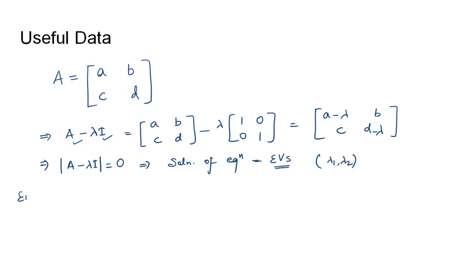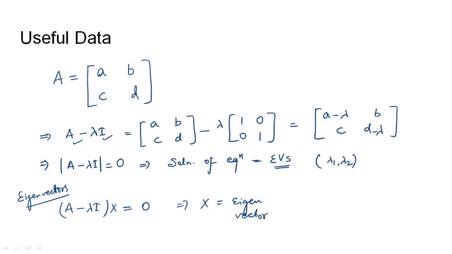In case we need to find the eigenvectors, for that we find the matrix A minus lambda I and take its product with a matrix X and set it equal to 0, and the matrix X will be our eigenvector. If we do this corresponding to lambda 1, we will get one eigenvector, x1. If we do it corresponding to lambda 2, we will get x2. Whatever lambda we substitute here will give that corresponding eigenvector.